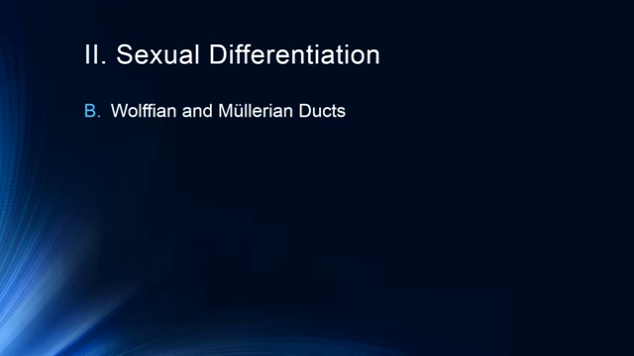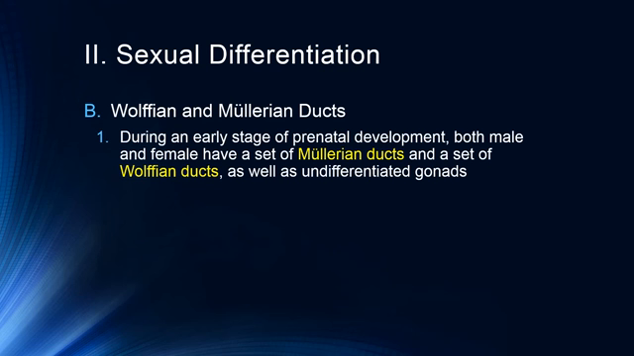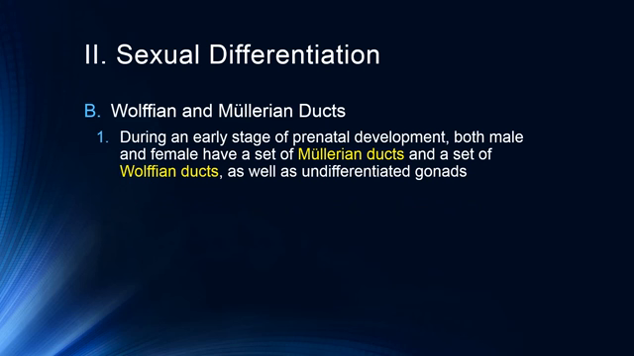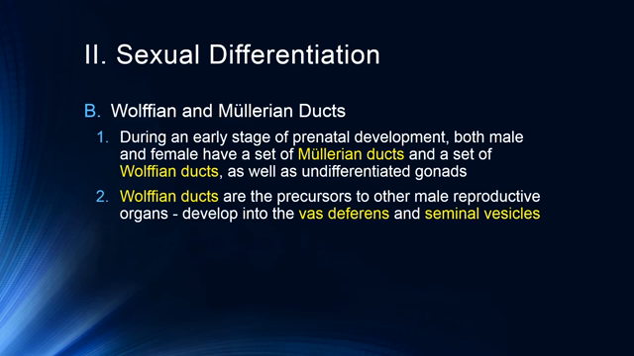So the first step in physical differentiation are the Wolffian and Mullerian ducts. During an early stage of prenatal development, both male and female fetuses have a set of Mullerian ducts and a set of Wolffian ducts, as well as undifferentiated gonads. Because the SRY gene causes the testes to start to develop and inhibit the Mullerian duct, it causes the release of the Mullerian inhibition hormone that inhibits the development of the Mullerian ducts and promotes the development of the Wolffian ducts.